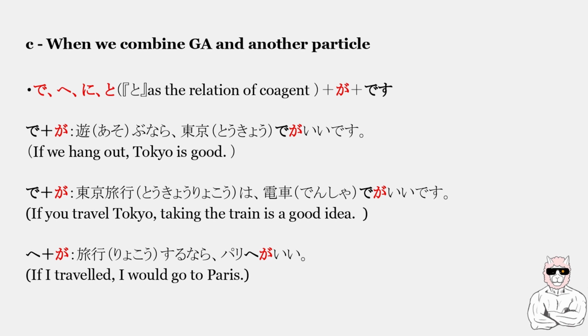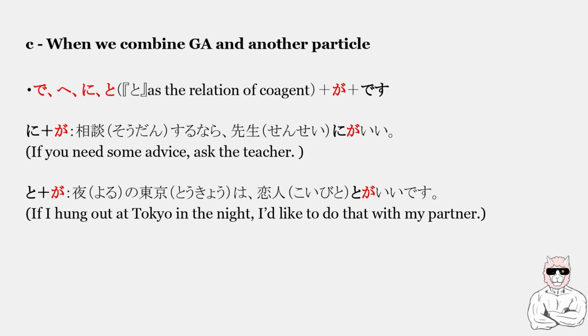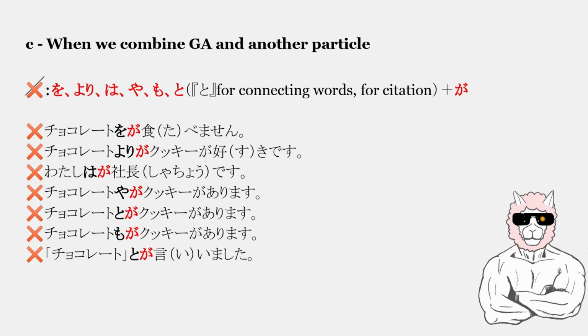Pause the video and take a look at them for a while. And other examples with particle に and と. Is it clear? And the list of the impossible particles to combine with が. Pay attention, especially to the particle と. Depending on the meaning, と can combine with が, as we have seen.